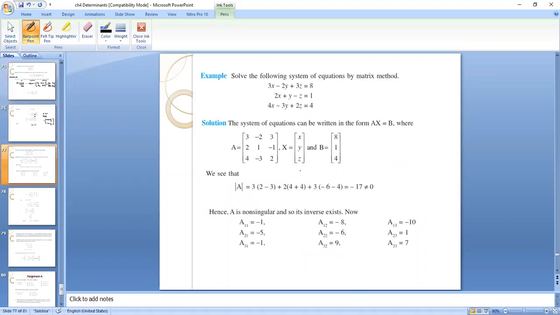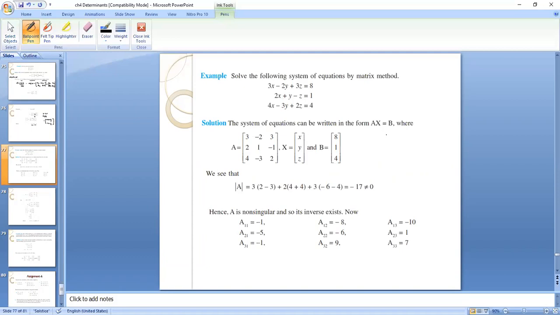Now we will be taking one more example. The example we are taking is for a 3 by 3 matrix. Solve the following system of equations by the matrix method. 3x minus 2y plus 3z is equal to 8. 2x plus y minus z is equal to 1. 4x minus 3y plus 2z is equal to 4.